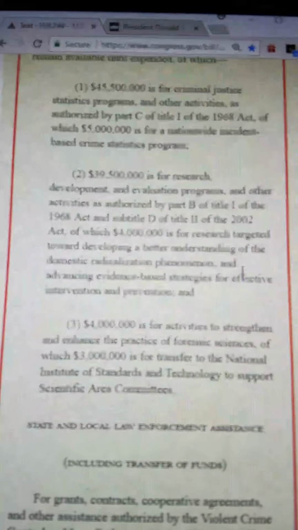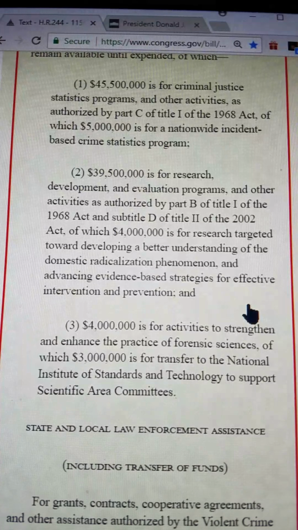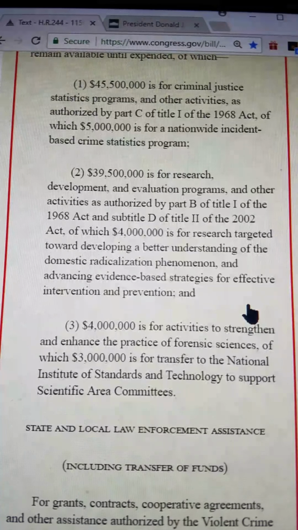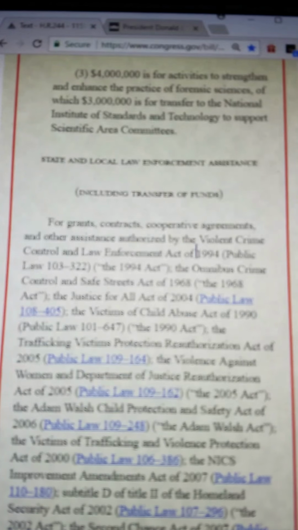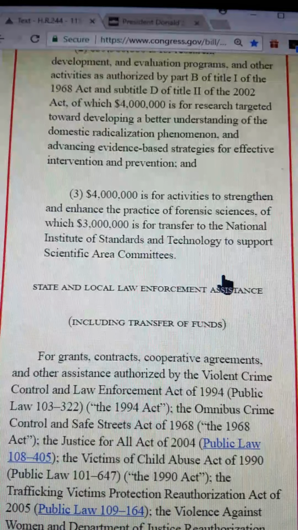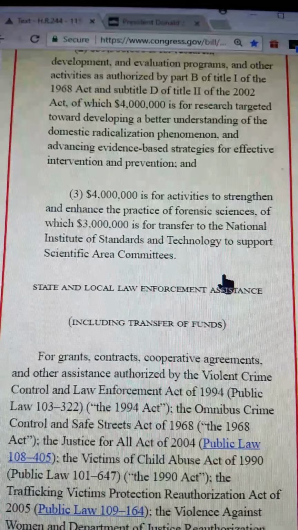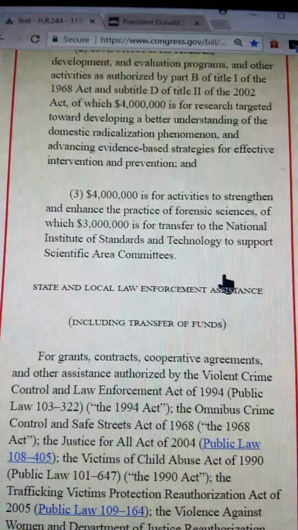$39 million is for research, development, and evaluation programs and other activities as authorized by Part B of Title I of the 1968 Act and Subtitle D of Title II of the 2002 Act, of which $4 million is for research targeted toward developing a better understanding of the domestic radicalization phenomenon and advancing evidence-based strategies for effective intervention and prevention, and $4 million is for activities to strengthen and enhance the practice of forensic science, of which $3 million is for transfer to the National Institute of Standards and Technology to support scientific area committees.